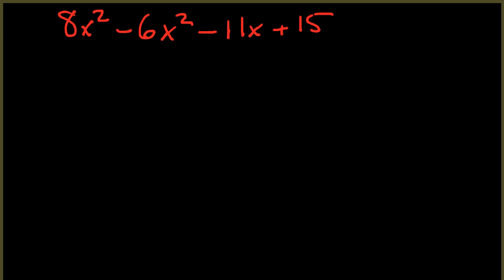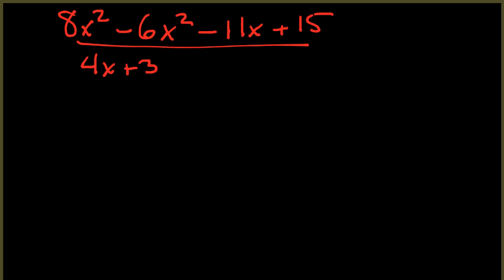Let's start with 8x squared minus 6x squared minus 10x squared. No, sorry, wrong problem. Number 10. Minus 6x squared minus 11x plus 15, all divided by 4x plus 3.